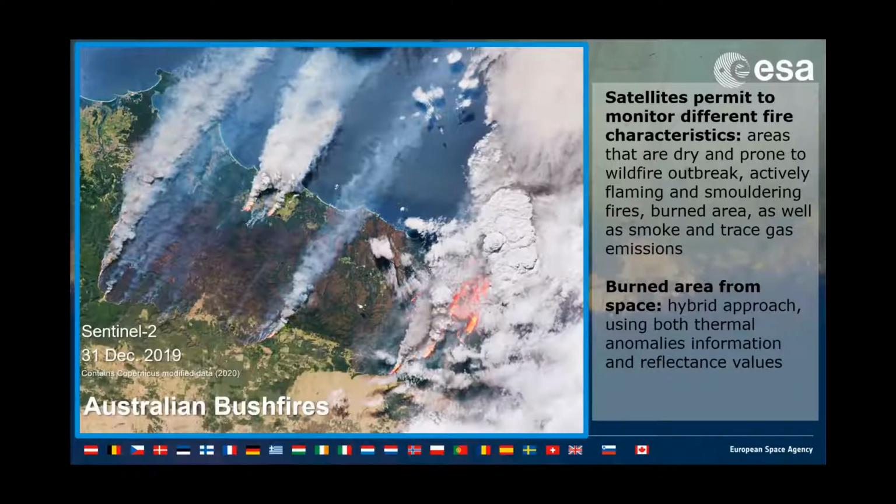As you probably know, or most of you know, we have a CCI climate change initiative project that focuses on fire. It is led by Emilio Chuvieco at the University of Alcalá near Madrid. And it is true that satellites permit us to monitor different fire characteristics. We can monitor areas that are dry and prone to wildfire outbreak, actively flaming and smoldering fire, burn area, as well as smoke and trace gas emissions.